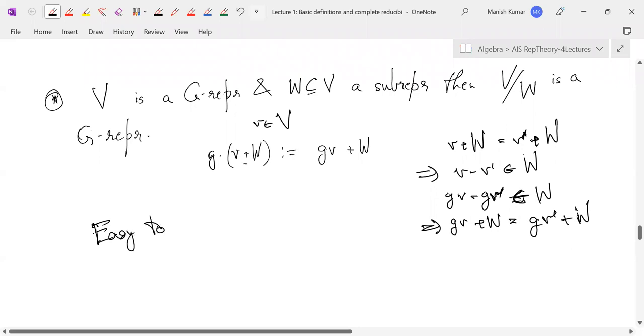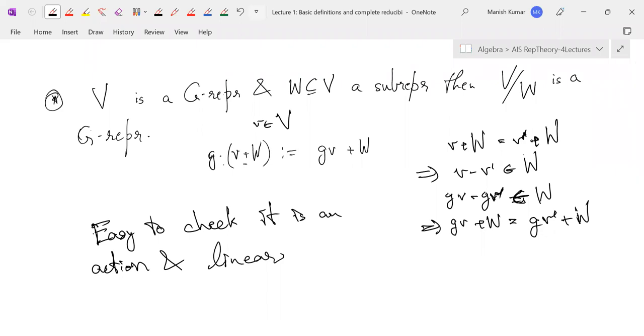It is an action and it is linear, because the multiplication by g itself is linear on V. So it will be linear on V mod W. Yeah, so this is how you make V mod W another G representation.